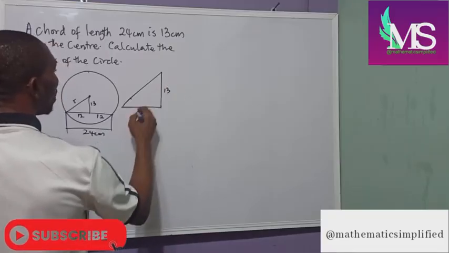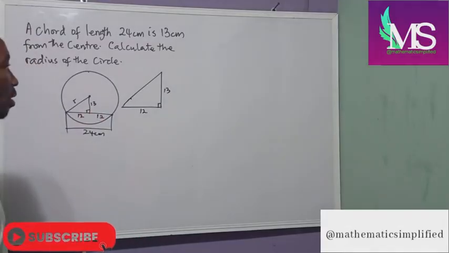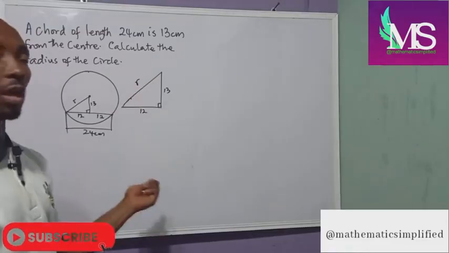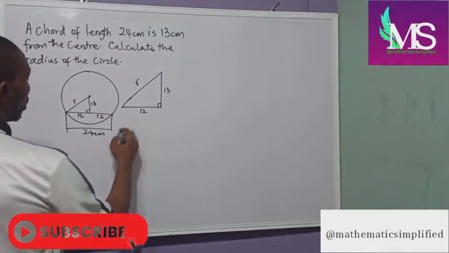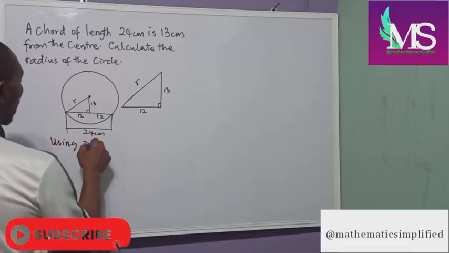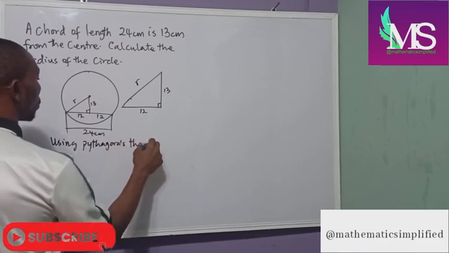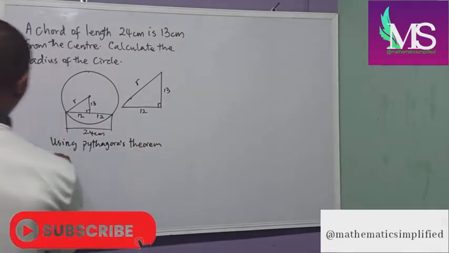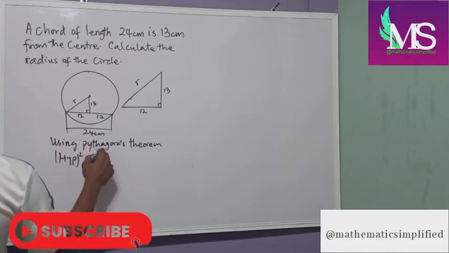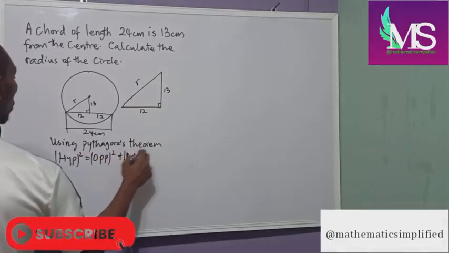We have a 13 and a 12, since it bisects it and forms a 90 degrees. Now, at this point, we can find our r, which is our hypotenuse. So r, using Pythagoras theorem, that states that our hypotenuse squared equals opposite squared plus adjacent squared.